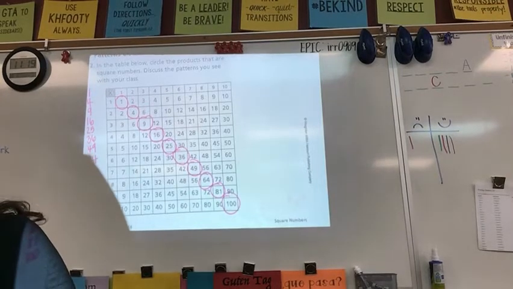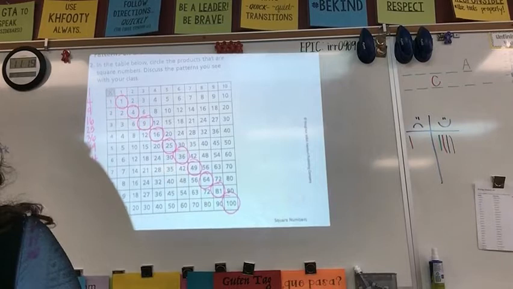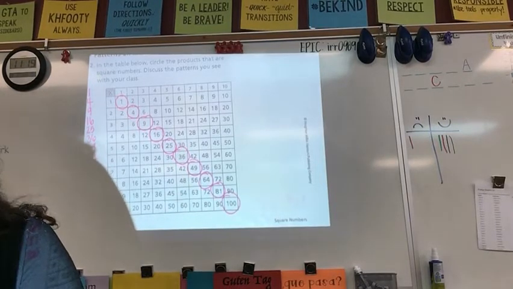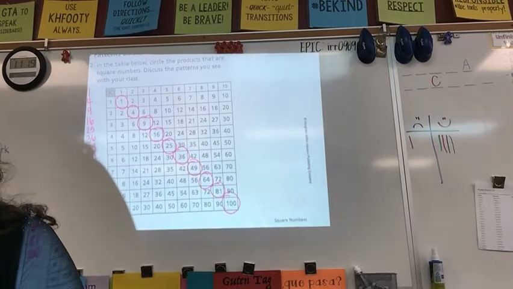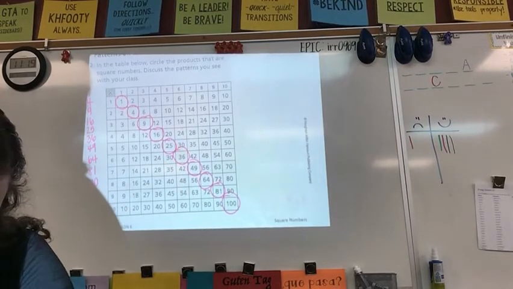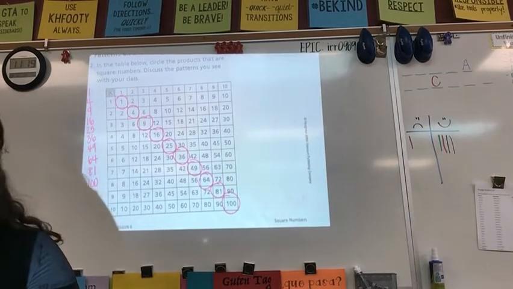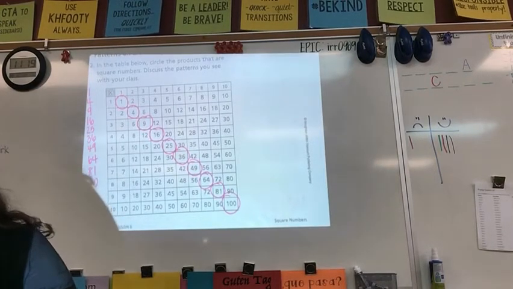Focus. I'm curious who remembers the fancy language that we have for these type of numbers. There are special type of numbers. Skylar? They are square numbers. And the reason that they're called square numbers is, check this out.